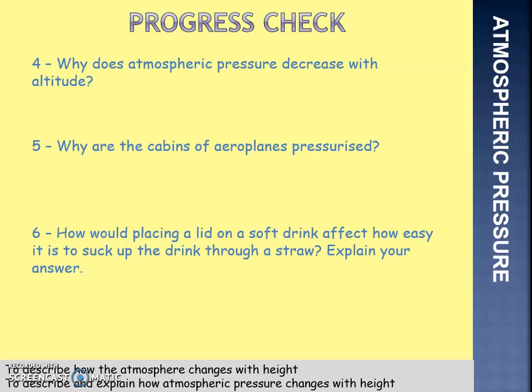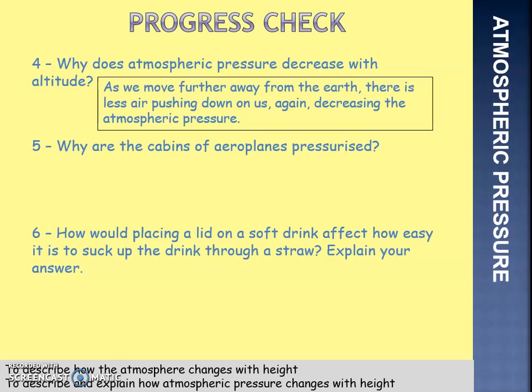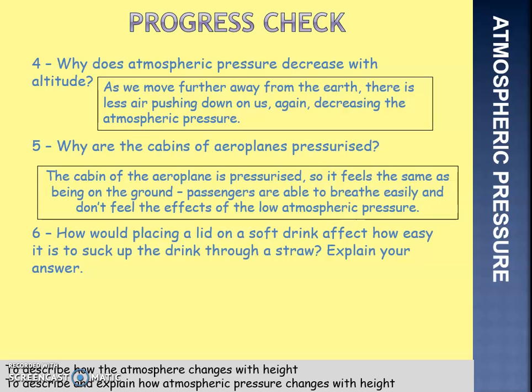Okay, so why does atmospheric pressure decrease with altitude? It's because as we move further away from the Earth, there's less air pushing down on us, decreasing the atmospheric pressure. Why are the cabins of aeroplanes pressurised? It's because the cabin is pressurised so it feels the same as being on the ground. Passengers are able to breathe easily and don't feel the effects of that low atmospheric pressure.